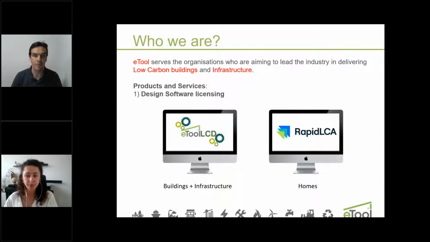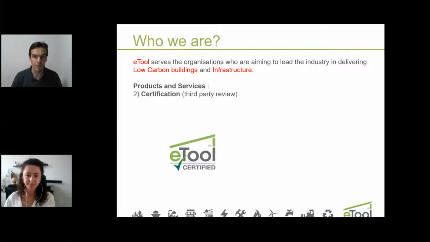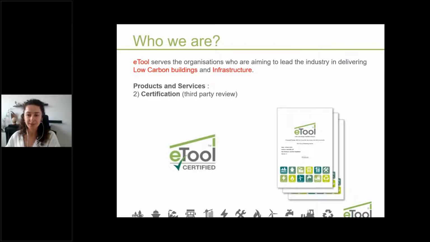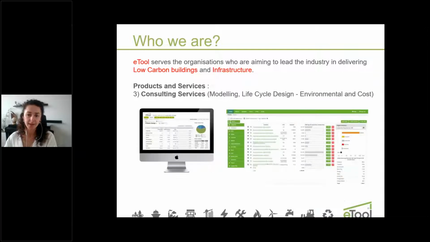Both these products are aligned with the best practice and international standards for life cycle assessment. We also provide training and certification service to our users, and some rating schemes such as Green Star and A-Skies require all the LCAs to be third-party reviewed. And finally, we provide modeling and consulting services, and can be engaged if you need help with value engineering. We can also include both environmental and cost modeling and assessment.